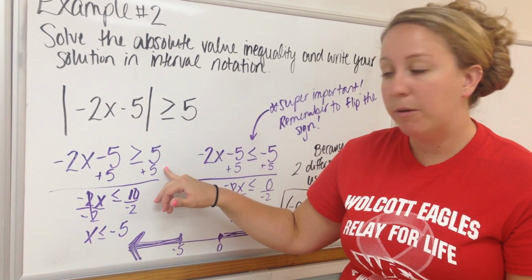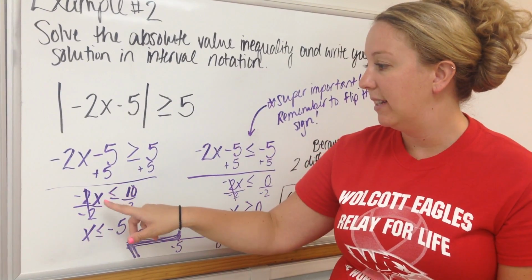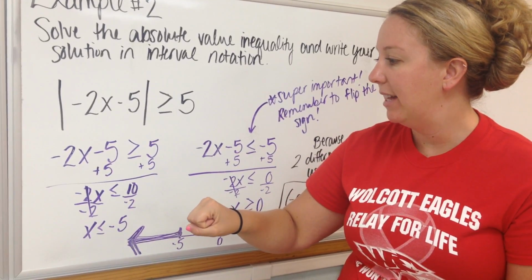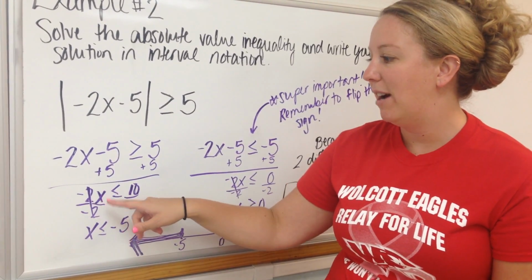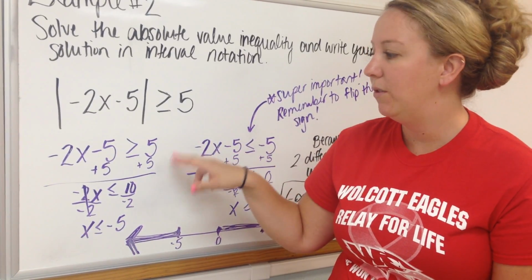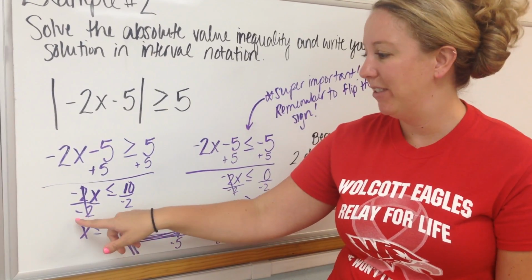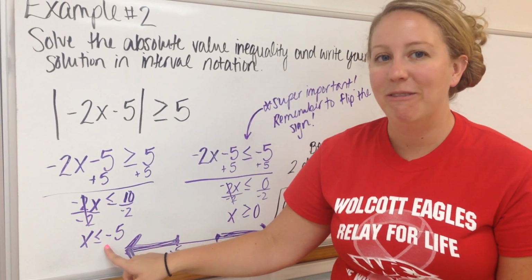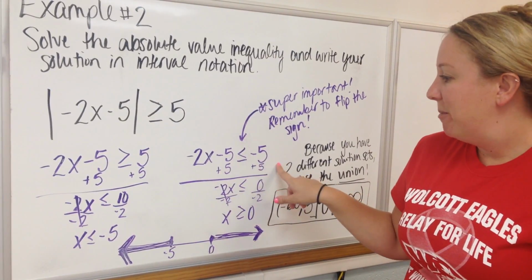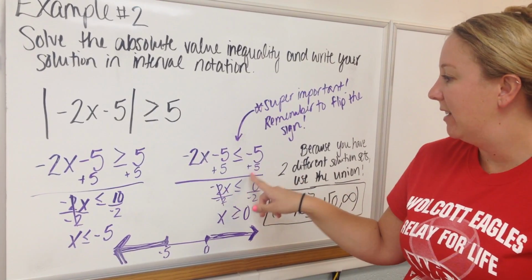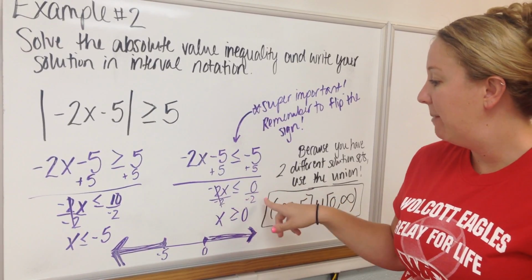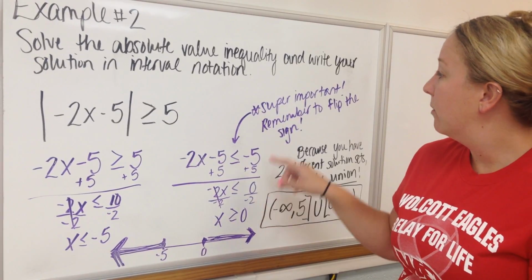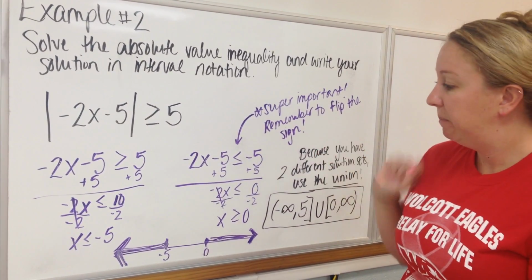So adding 5 to both sides, I have negative 2x is greater than or equal to 10. Then you have to switch the sign when you divide by the negative 2. So I have x is less than or equal to negative 5. Here, adding 5 to both sides, I have negative 2x is less than or equal to 0. Dividing by the negative 2, your sign switches again, so you have x is greater than or equal to 0. It's super important to flip the sign.